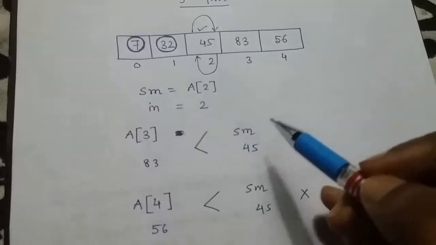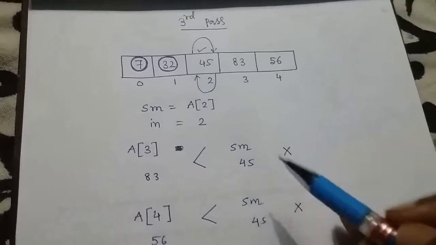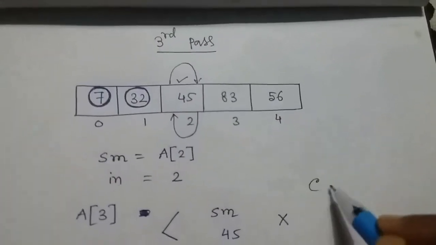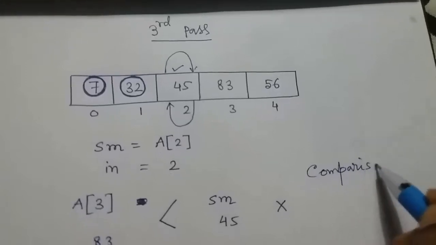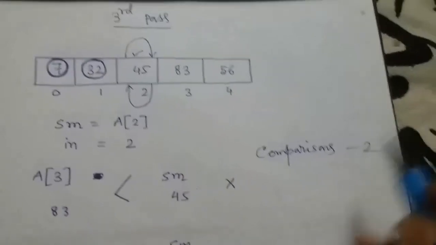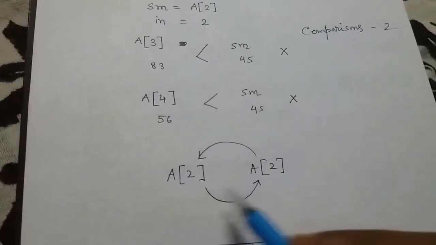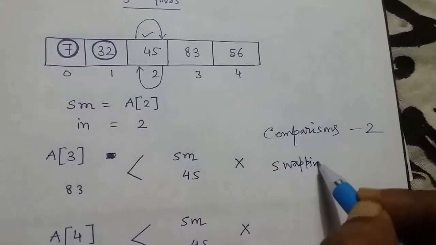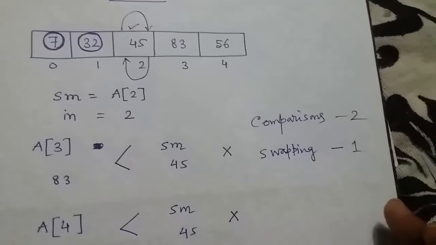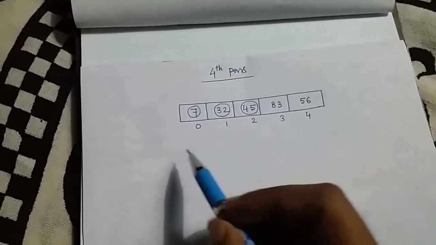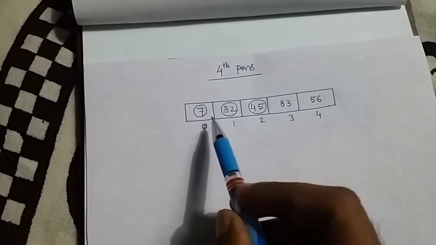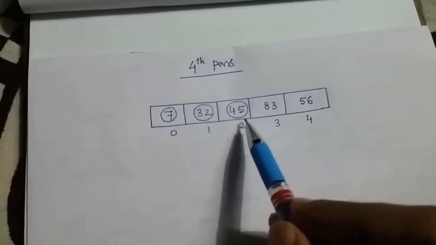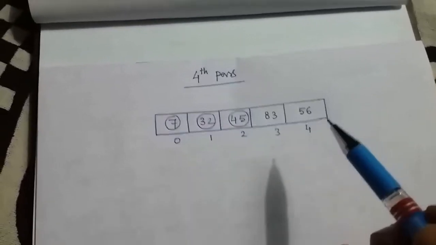So now let's see the total number of comparisons performed in the third pass. You can see 1 and 2. So the total number of comparisons is 2, and the total number of swapping is only 1. So after the end of the third pass, we have got the smallest element, the second smallest element, and also the third smallest element. So we need to find out the next smallest element.